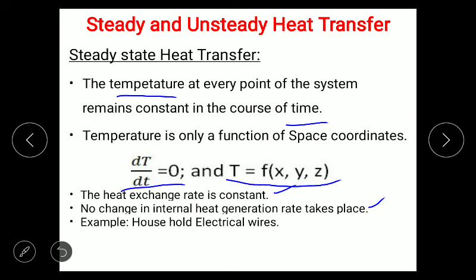At any span of time, or at the given interval of time, the change in temperature is 0. As there is no variation in internal heat generation, the temperature remains constant throughout for the given amount of time. So dT by dt will become 0. So the body is under steady state. This is about steady state heat transfer.